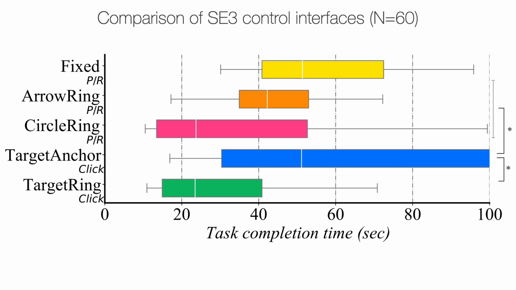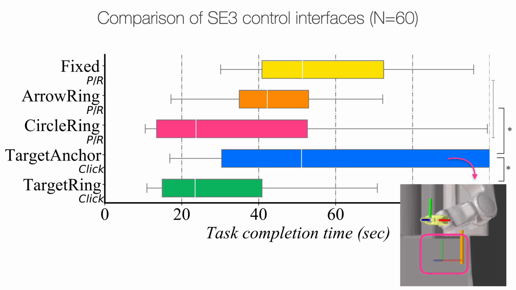Here is a selection of findings from our second study. First, we observed that some of the trends from our first study did not carry over to the second study. For example, the target anchor interface, which was one of the most efficient interfaces in our first study, was one of the least efficient interfaces in this study. This was likely because the ghost end effector visualization, which allows the user to set the orientation once the position has been set, was less intuitive in 3D.